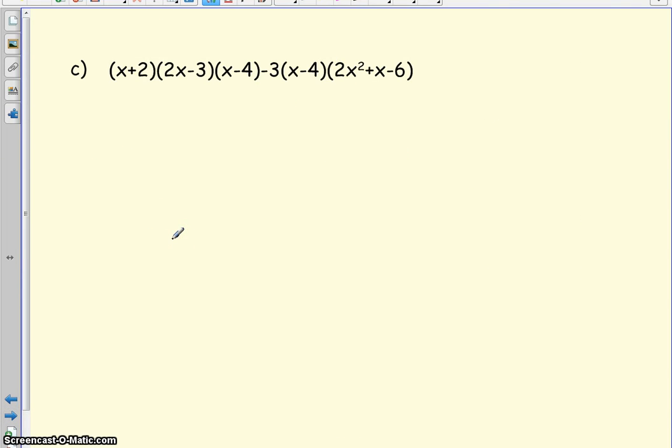Okay, one last example, and this one's a little bit trickier. You'll notice here we've got 3 brackets multiplied together, and a lot more going on over here. So I'd like you to try this on your own, see how far you can get, and we'll run through the answer together in part 2 of this lesson.